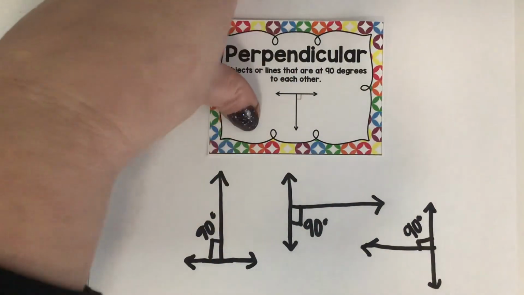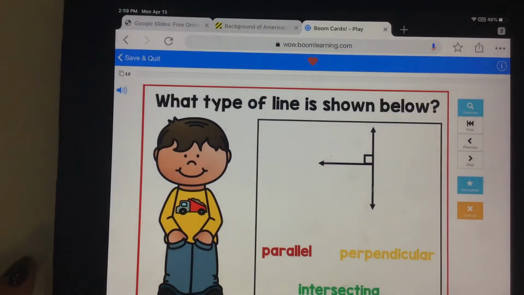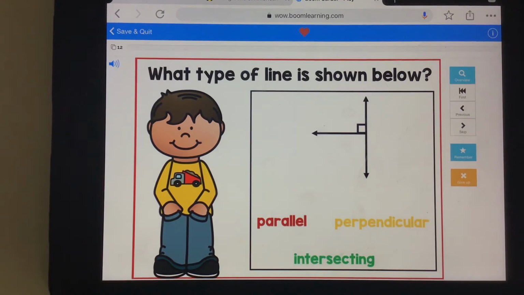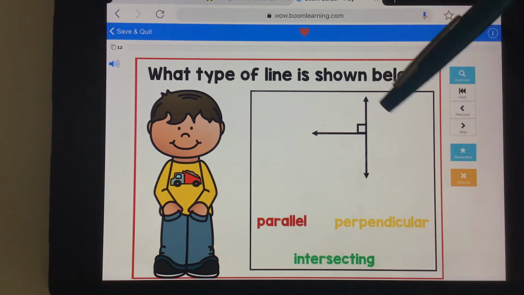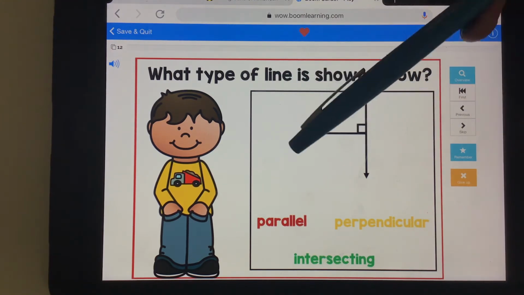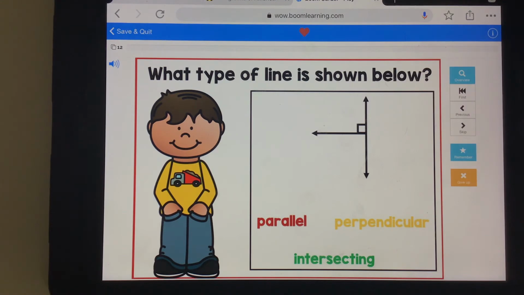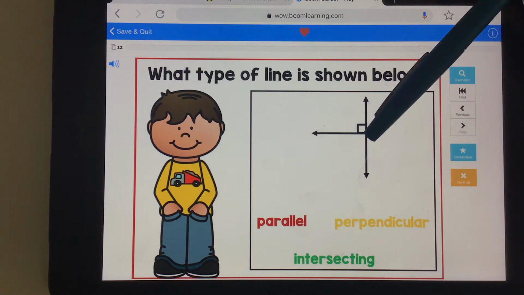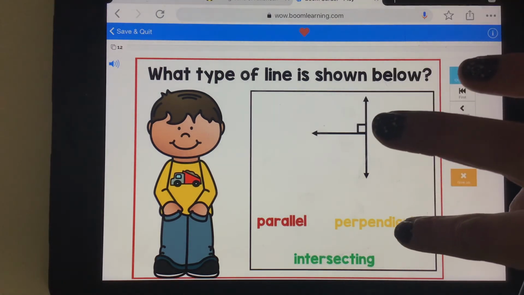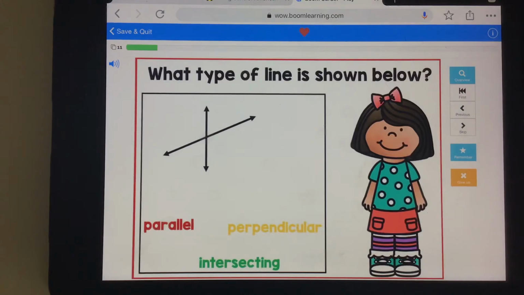Okay, let's do a little practice. We're going to practice with the boom cards that I put on as an optional for your assignment today. Do this with me. What type of line is shown below? Does it cross? No. Could it cross if the lines were going both ways? Yes, so it can't be parallel. And look at this little square right here. This means we have a 90-degree angle. So this is going to be a perpendicular line, right?